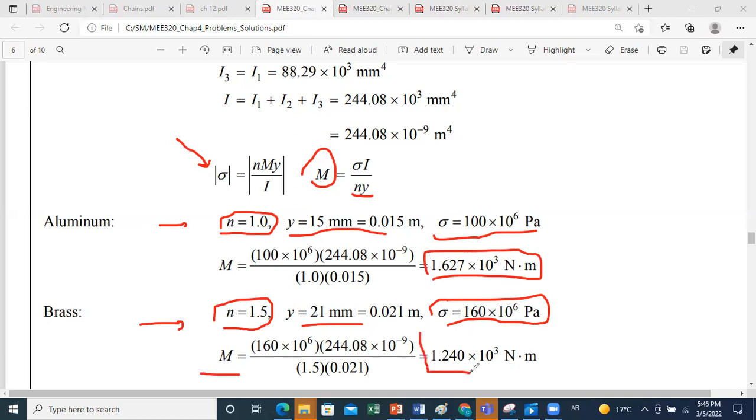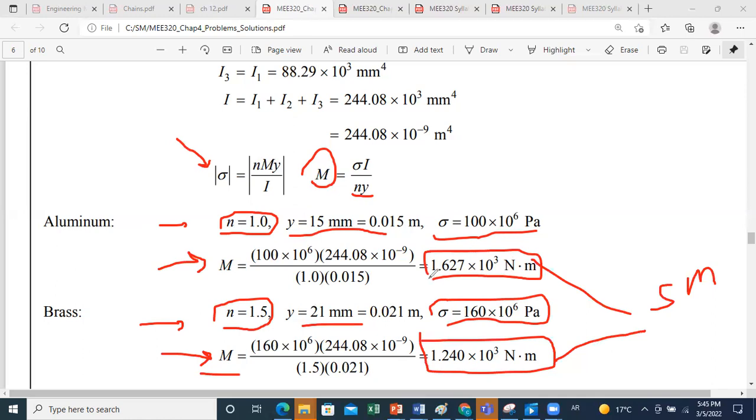Now, once we calculate the value of bending moment to not exceed allowable stress in aluminum and the value of bending moment to not exceed allowable stress in brass, between these two, we select the smallest because M should satisfy both conditions. M should be smaller than this value and smaller than this one. So to satisfy these conditions, we should select the smallest value. This means that the maximum bending moment that we can apply on this composite beam to avoid failure is 1.24 times 10 to the power 3 Newton meter or 1.24 kilonewton meter.